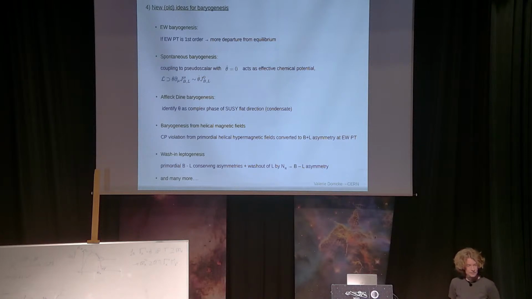So I was asking that in effective field theory, the dimension 5 Weinberg operator violates lepton number by 2. So is there any other higher dimensional operator that violates B plus L symmetry?